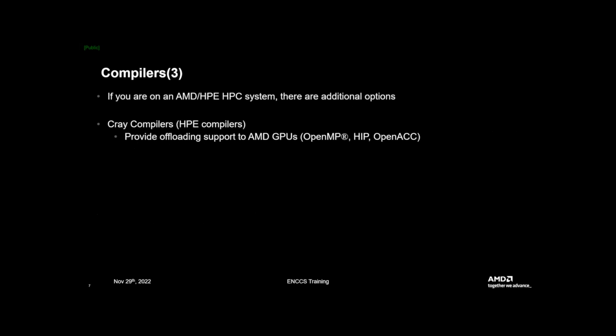Now, if you are using an AMD HPC system, for example, you have additional options. These are compilers you can use, and these compilers provide offloading support to AMD GPUs that include OpenMP, HIP, and OpenACC.